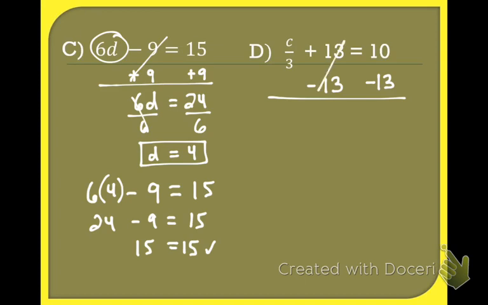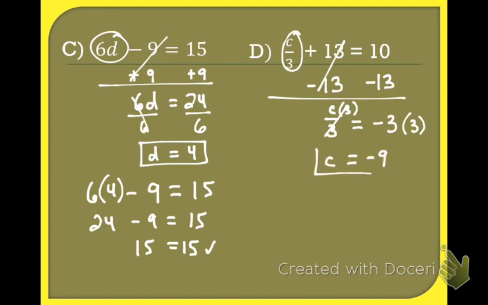So now these will cancel out, and on the left side, I'm left with c over 3 equals, and then I've got to look at the right side. What is 10 minus 13? 10 minus 13 equals negative 3. Okay, now, divide by 3 is still there. What's the opposite of divide by 3? Multiply by 3. What I do to one side, I must do to the other side. This will cancel out, and then I find out that c equals negative 9.